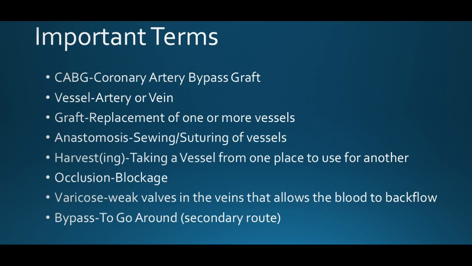So here are some important terms. We have CABG, which is an acronym for coronary artery bypass graft. A vessel, which is an artery or a vein, and we just saw an example of that. Graft, which is replacement of one or more vessels. Anastomosis is sewing or suturing of a vessel. Harvesting is taking a vessel from one place to use for another. And then we have occlusion, which once again means blockage.